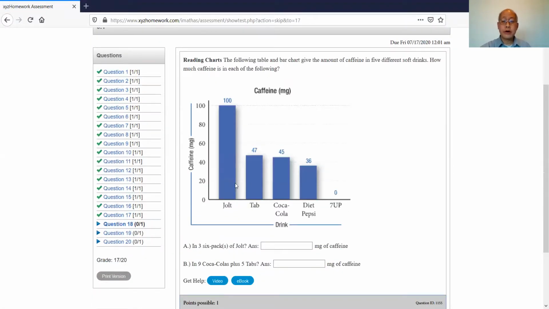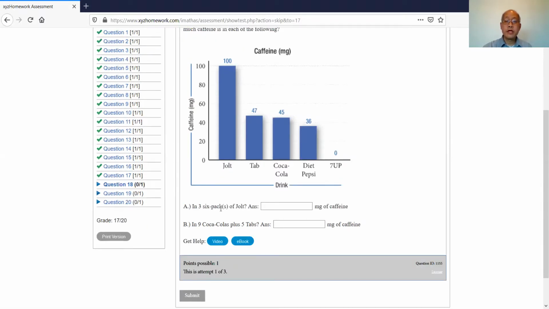All right, so if I drink a Jolt, I get 100 milligrams of caffeine. A Tab is 47, and so on. So they want to know how much caffeine I consume in 3 6-packs. So 3 6-packs, 3 times 6 is 18. So I've taken 18 Jolts. So 18 times 100 is 1800. Okay, 9 Coca-Colas plus 5 Tabs. Each Coke is 45 and each Tab is 47.